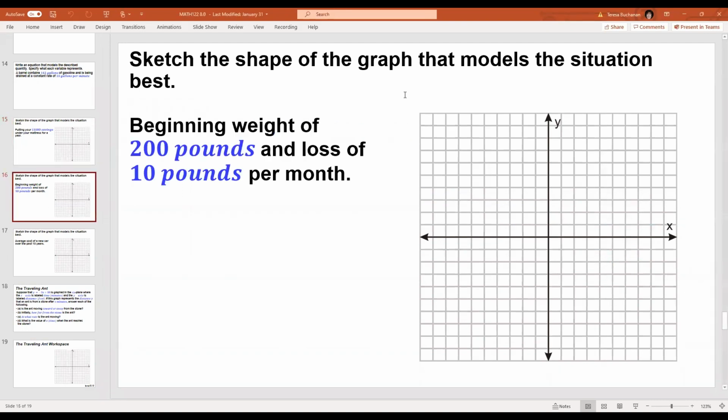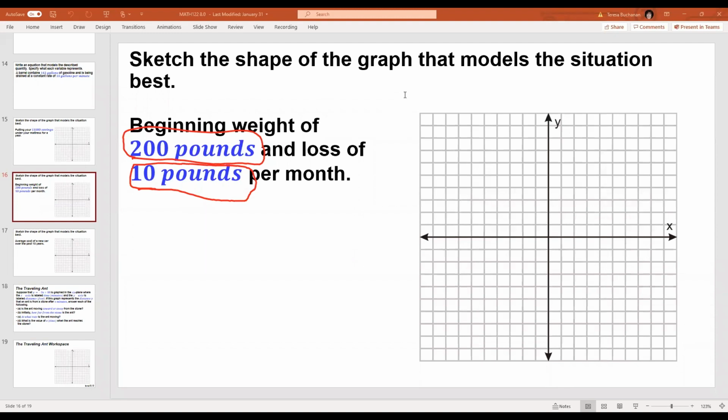So here's another scenario. What about the shape of the graph that would model a beginning weight of 200 pounds and a loss of 10 pounds per month? You'll find that if you get information that says, here's something that happened at the beginning. He'd already done 5 roofs. He used to weigh 200 pounds. There were 142 gallons in the tank. You've got some beginning situation that's always going to end up being your y-intercept.